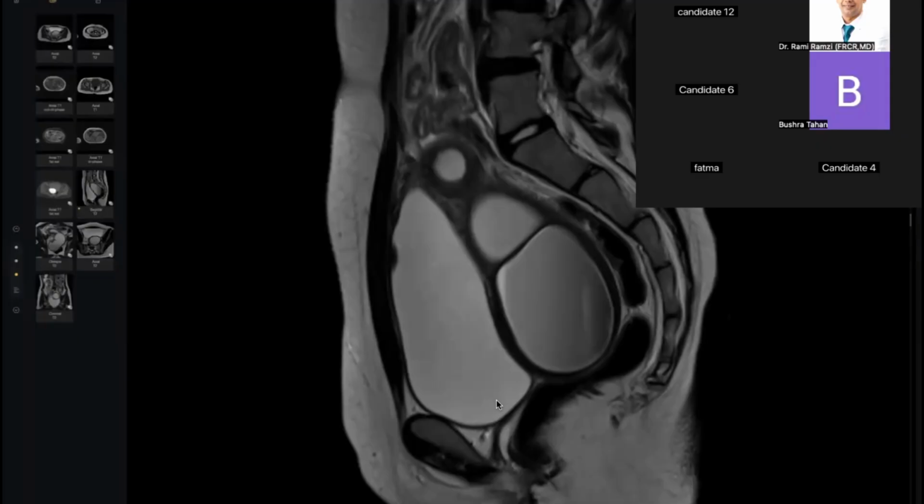retained products. What is the name of this condition? Imperforate hymen, associated with retained... Someone's put in the answer. Hematometrocolpus. Okay, excellent. What else? There are always some associated anomalies.